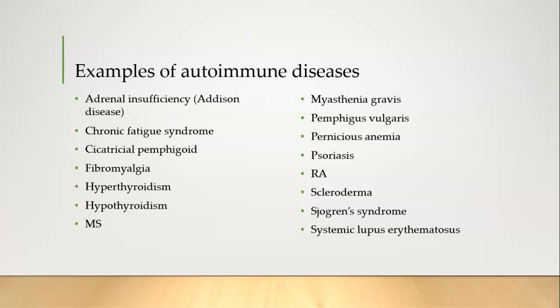So some examples of autoimmune diseases are adrenal insufficiency or Addison's disease, chronic fatigue syndrome. I'm not sure how to pronounce this next one, but it's kind of an important one. Pemphigoid, I'm going to look that up. Fibromyalgia, hyperthyroidism, hypothyroidism, multiple sclerosis, myasthenia gravis, pemphigus vulgaris, pernicious anemia, psoriasis, rheumatoid arthritis, scleroderma, Sjogren syndrome, and systemic lupus erythematosus.